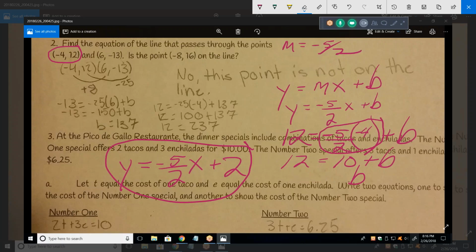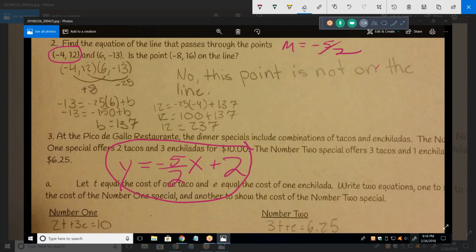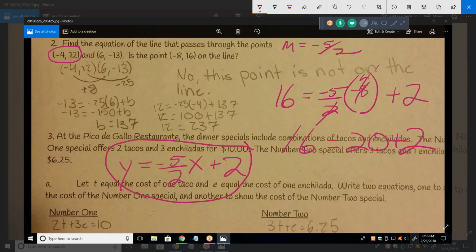Now, let's answer the second part, which is, is that point on that line? Well, how do I find out? You put the 16 in for y and the -8 for x. Well, that's 20. So is 16 equal to 20 plus 2? No.